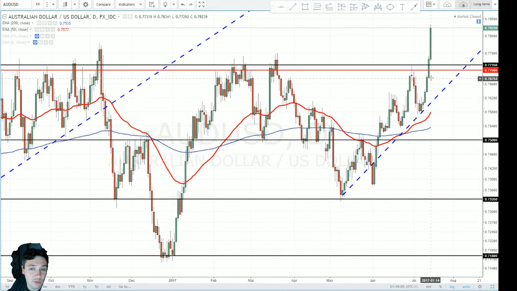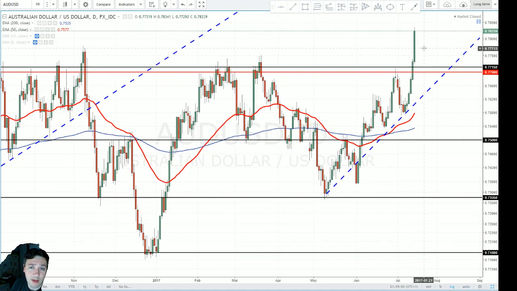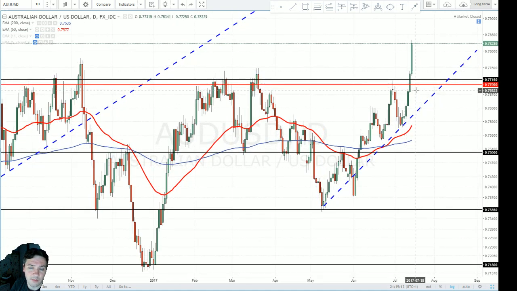Here it took 1, 2, 3 days to break the level. So there's double the amount of energy there. And then to top it off, this huge bullish engulfing candle to the upside here, which says to me that, you know, it didn't like the 77. It's cleanly just gone.